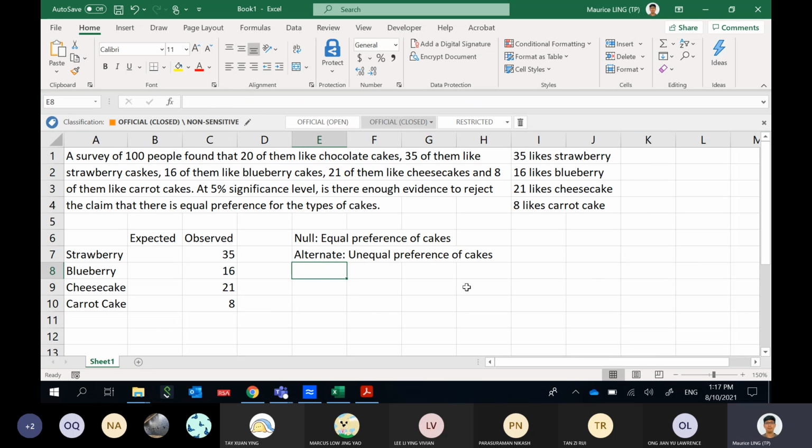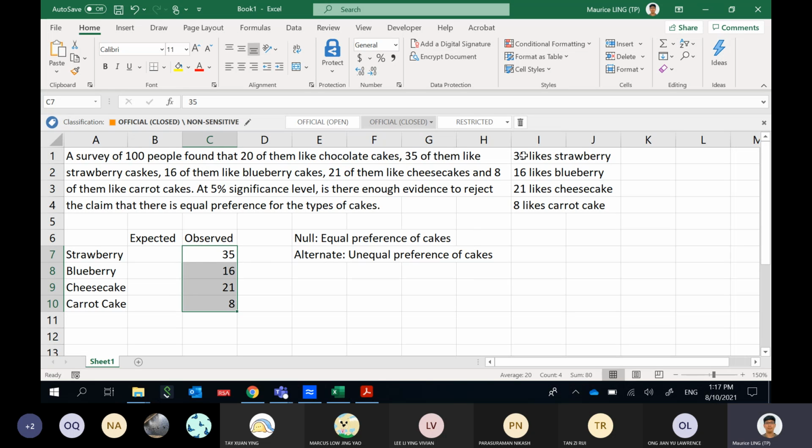So based on equal preference, the expected is really what is the distribution based on your null hypothesis. So what is the number that I should put for each one? What is the number that I should put? Huh? 25 each, because it's 100 of them.